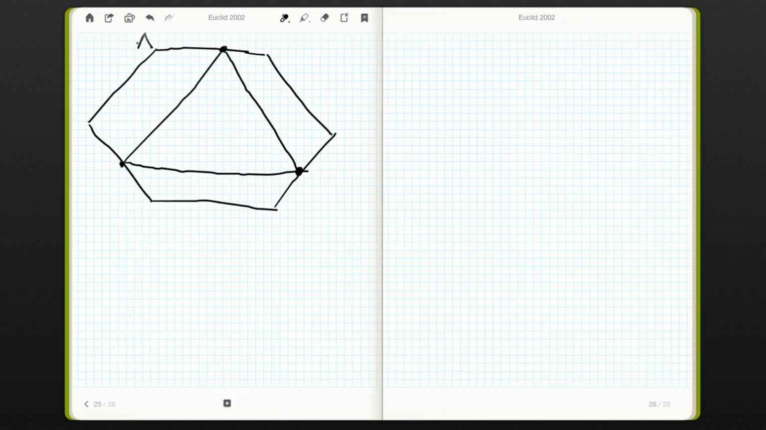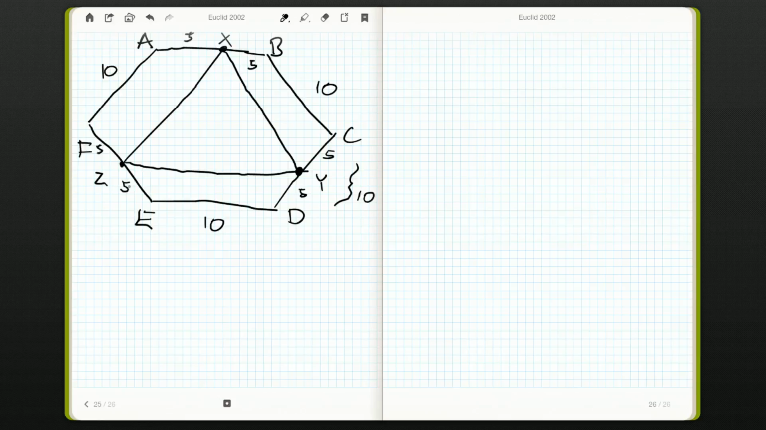Okay. So we have A, B, C, D, E, F, and I think we had X, Y, and Z, and we know that all these side lengths are 10. And we can actually say that CY and YD are going to be 5, because Y is the midpoint, so it splits the whole length of 10 in half. Similarly, we're going to have lengths of 5 up here and here. We just label everything that we know. Alright.